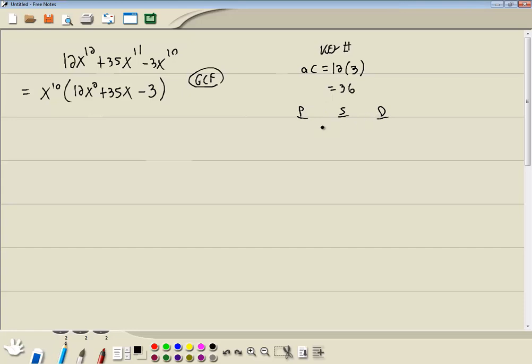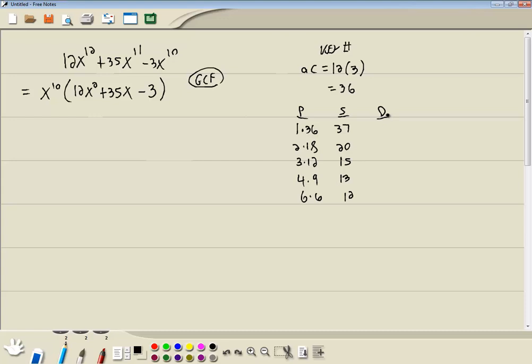Then we'll come up with our 3 columns. P column, we list all products that give us 36. We've got 1 times 36, 2 times 18, 3 times 12, 4 times 9, and 6 times 6. And the sum column, we want to add them together. S for sum. 1 plus 36 is 37, 2 plus 18 is 20, 3 plus 12 is 15, 4 plus 9 is 13, 6 plus 6 is 12.